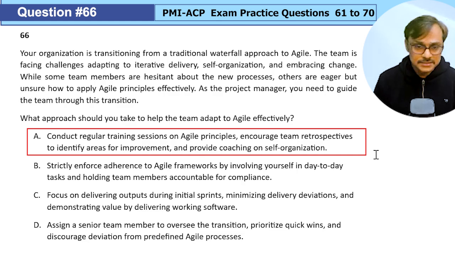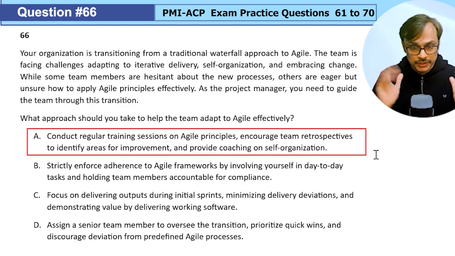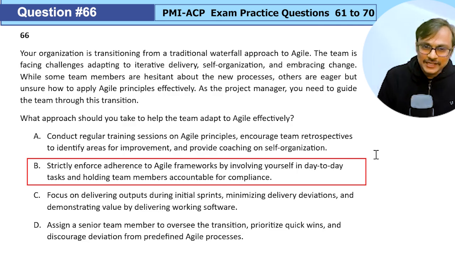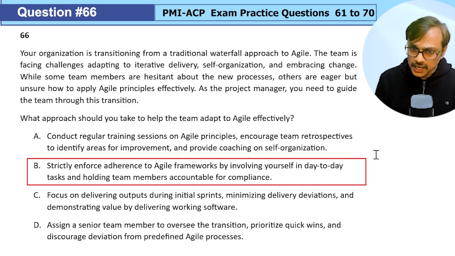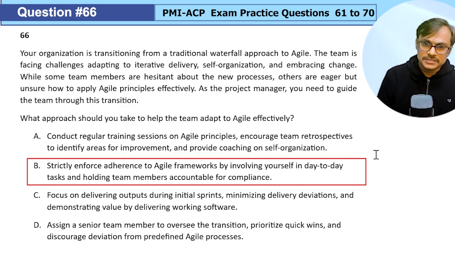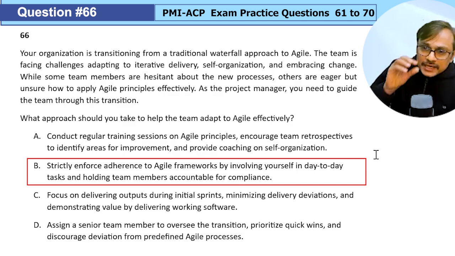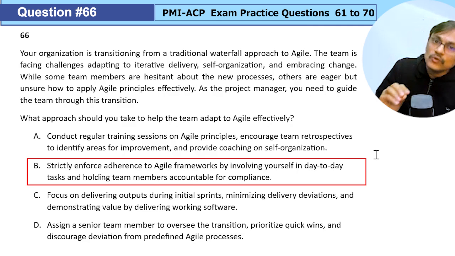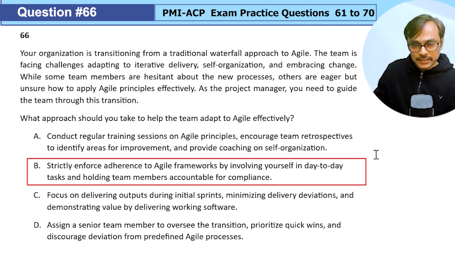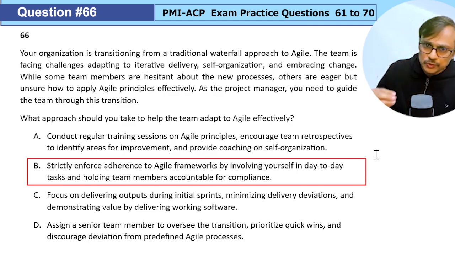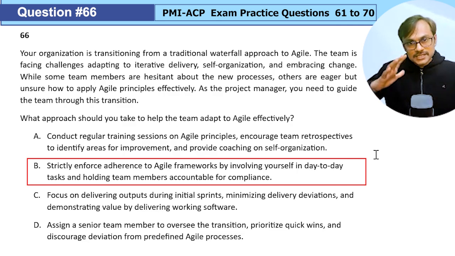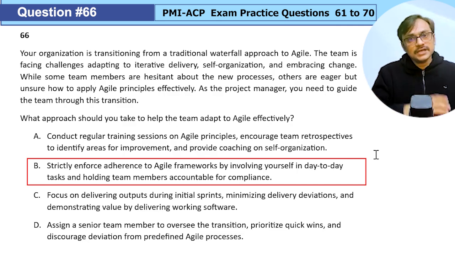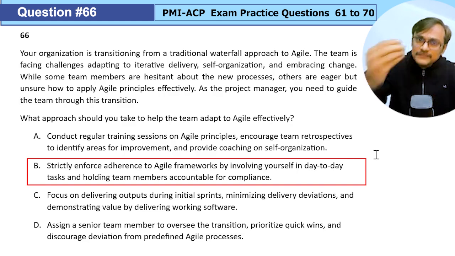I like all the ideas. These ideas are all relevant in this particular case of the question. Good. Option B: strictly enforce adherence to agile framework by involving yourself in day-to-day tasks and holding team members accountable for compliance. Even if I want to follow and transition to agile, I need to respect individuals' opinions and apply a growth mindset. Following agile strictly and enforcing agile strictly is itself not agile.